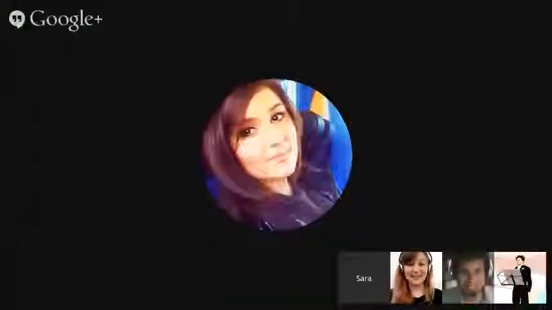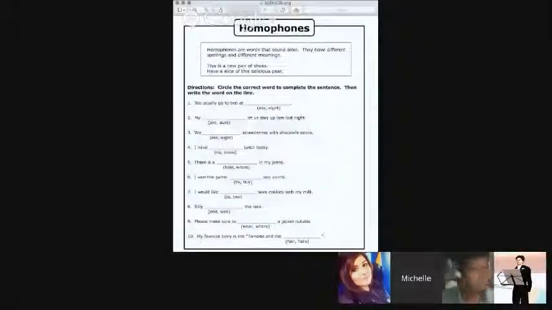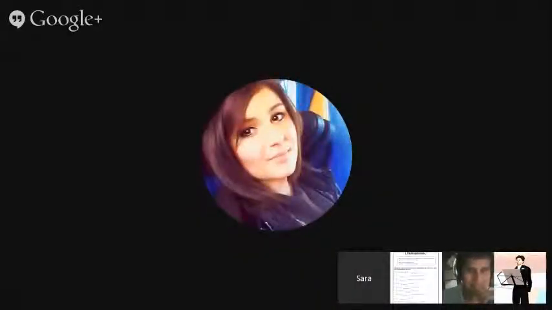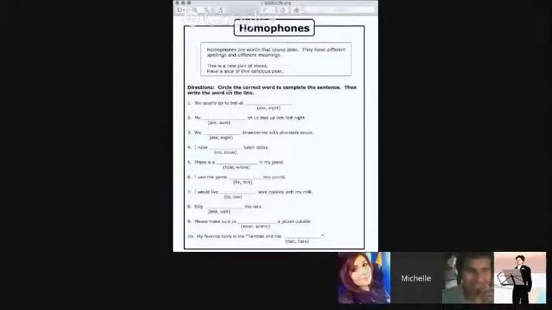Okay, so now we're going to look at a worksheet, and we're going to do this one together. We're going to read a sentence, and there's going to be a word missing, and we're going to pick which homonym makes the most sense. Okay? So here we go. I'm going to pull that up. So here we go. This one. Okay, homophones. So, Caesar, could you read number one?